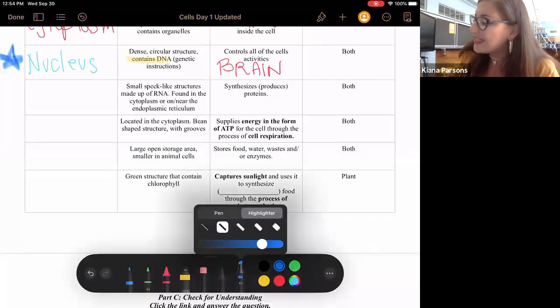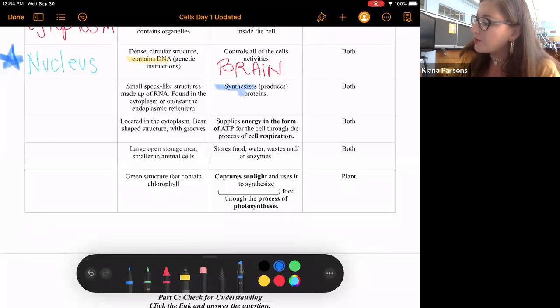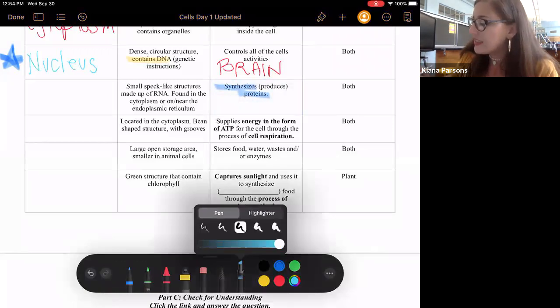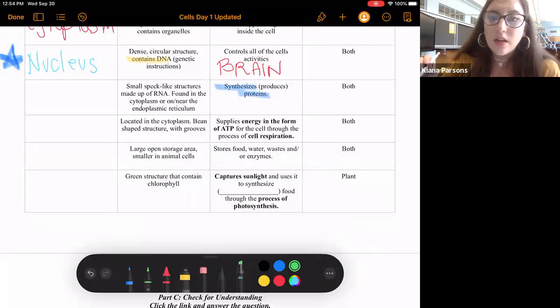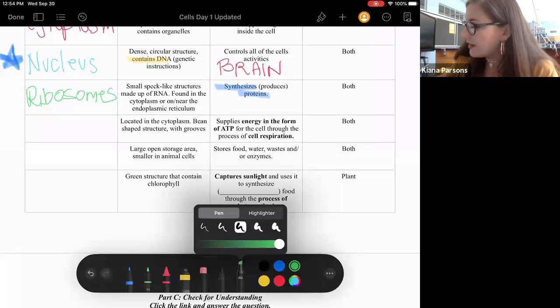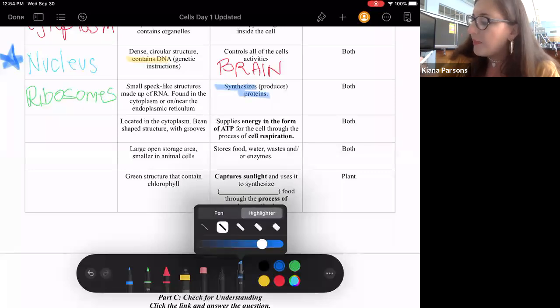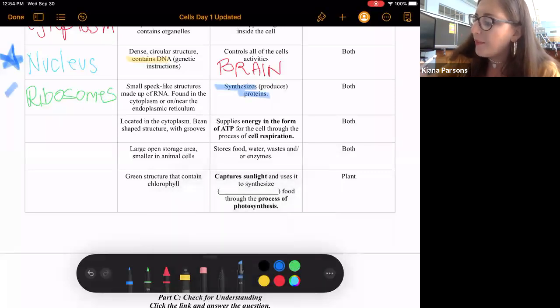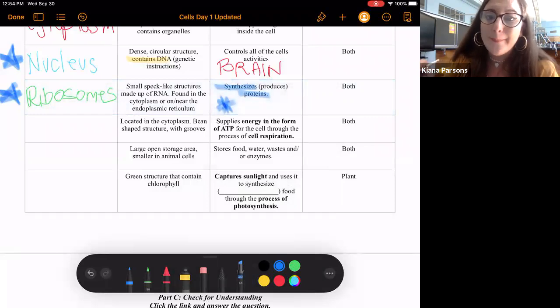This organelle synthesizes proteins. So a very common question you might get is, what is the site of protein synthesis? And you will respond, the ribosomes. And this is another important organelle, but the most important thing that you need to remember about it is that it is the site of protein synthesis. So this is where the proteins are made.